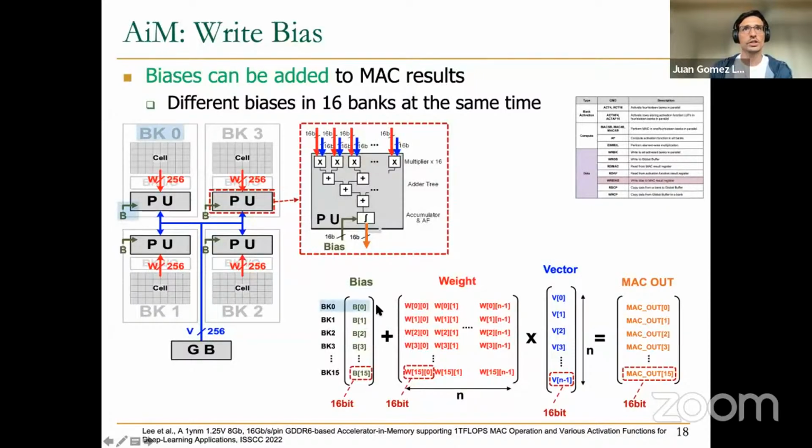So as you see, we first load the bias. We can have up to 16 different biases, because we can have different biases in the different accumulators of the 16 banks. So this would be the bias for the PU in bank 0, and these are for the other banks, right? In bank 1, 2, and 3.